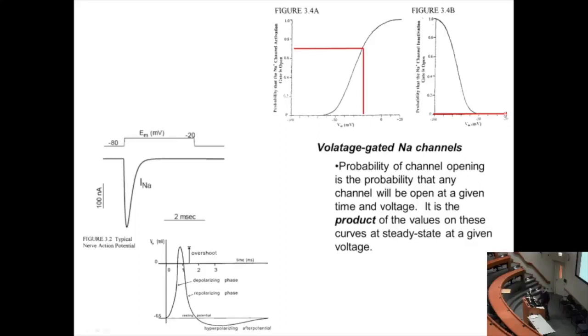But look at our inactivation gate. At minus 30, completely closed. So there are no open channels at minus 30. Now, I just said that the action potential peaks at about what? Plus 20, plus 30?